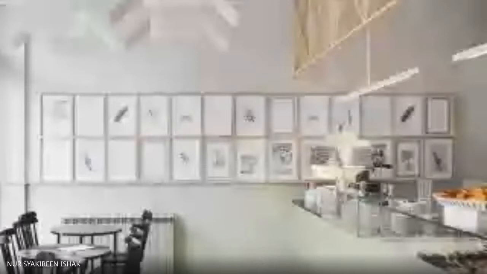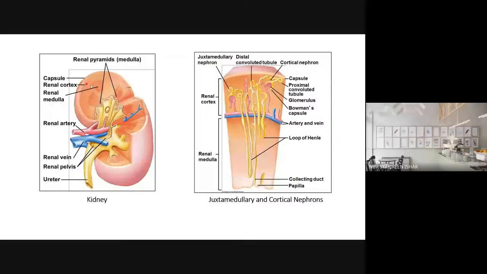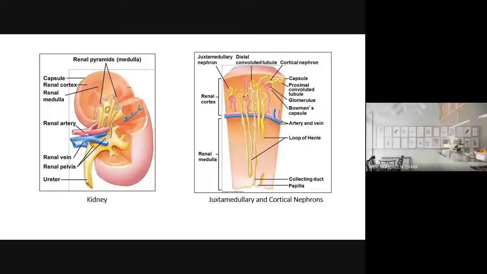So this is the region of the cortex, the outer part, the renal cortex. This is where the glomerulus, proximal tubule, and distal tubule are located, and also the blood vessels that surround the distal and the proximal tubule.